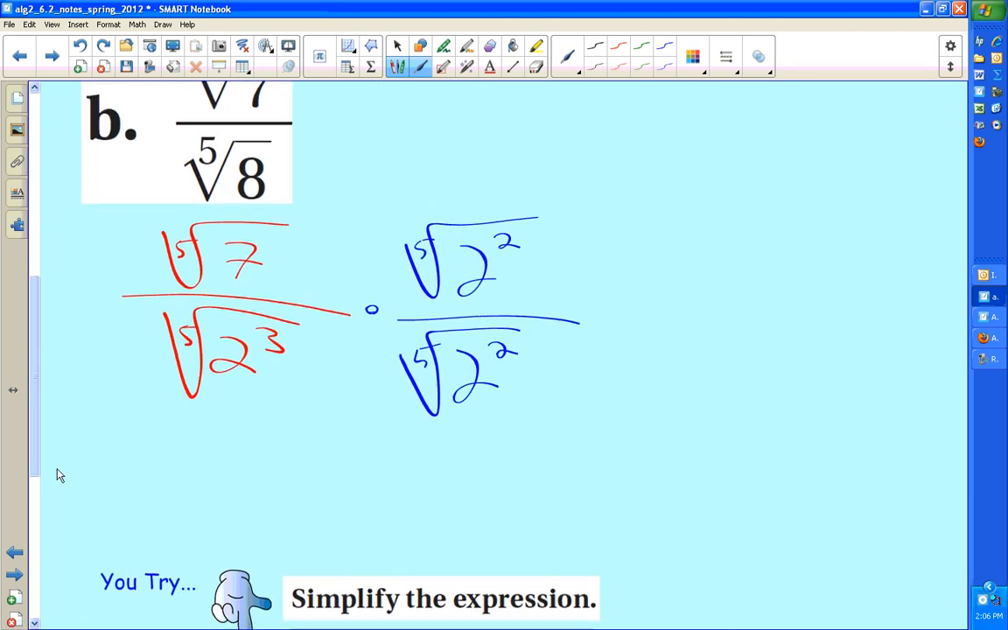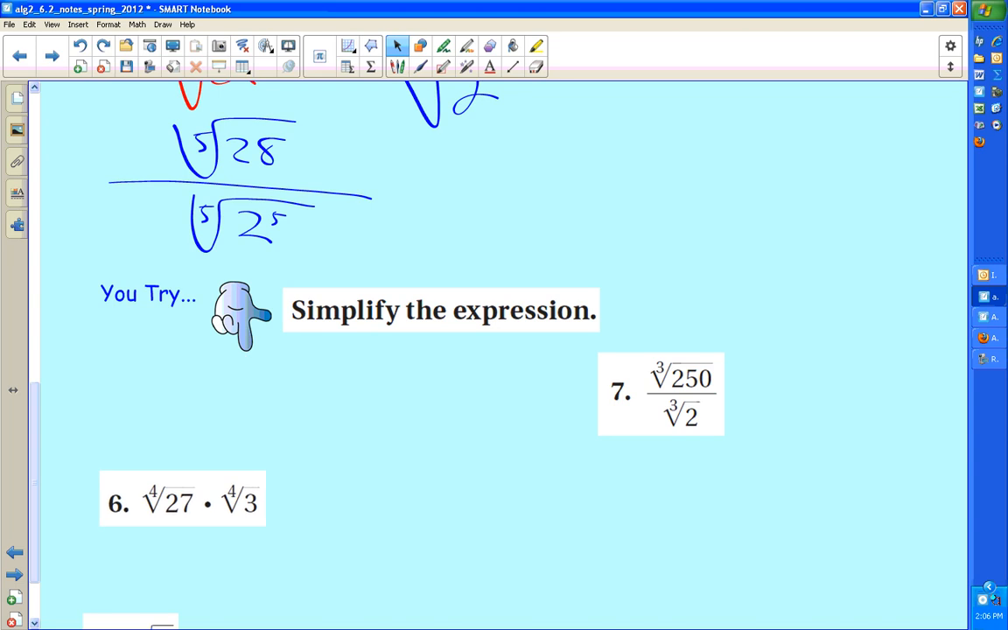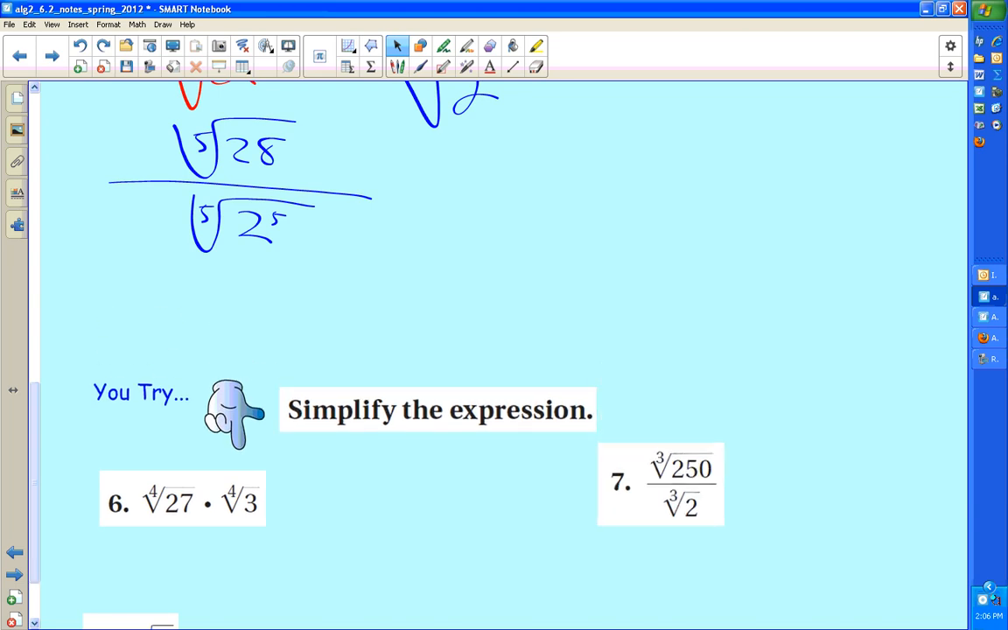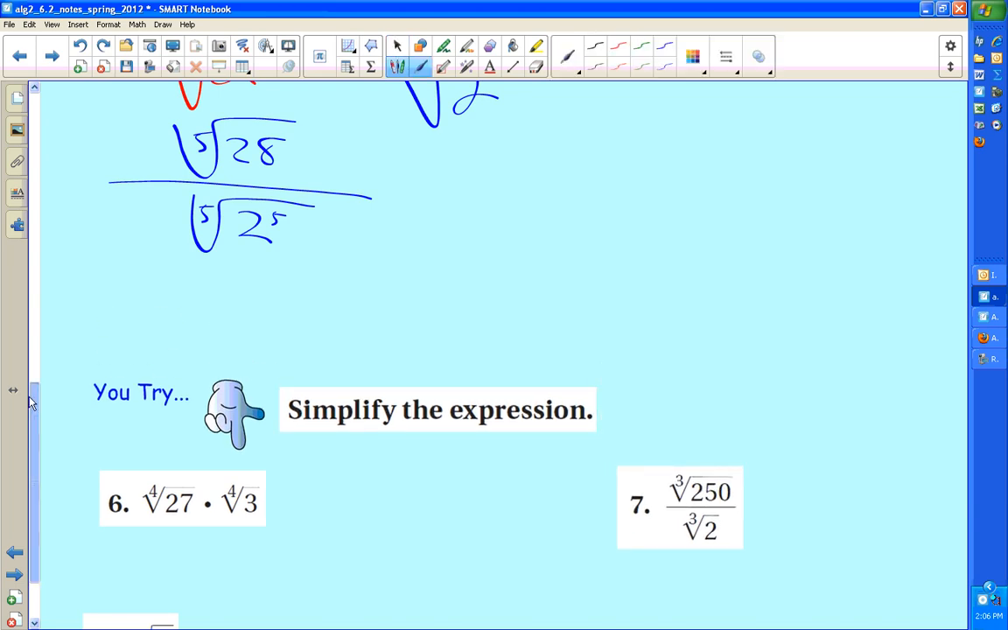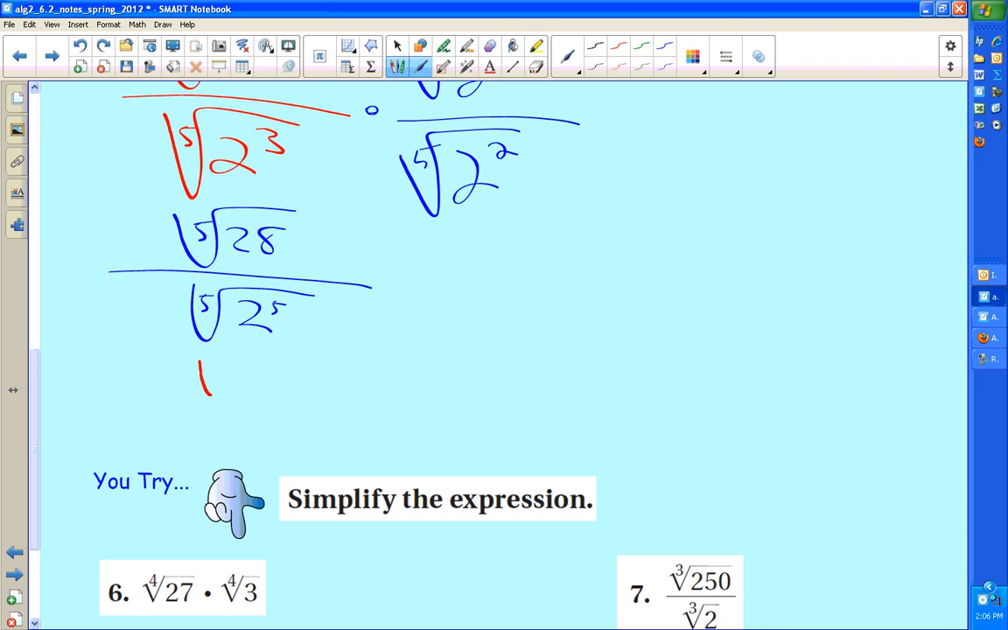So I'm going to have the fifth root on the top, the fifth root of 7 times 2 squared, which is 28. And on the bottom, I'm going to have the fifth root of 2 to the fifth. What is the fifth root of 2 to the fifth? 2. If you multiply these together, we add those powers, and the fifth root of 2 to the fifth leaves me with the fifth root of 28 over 2.